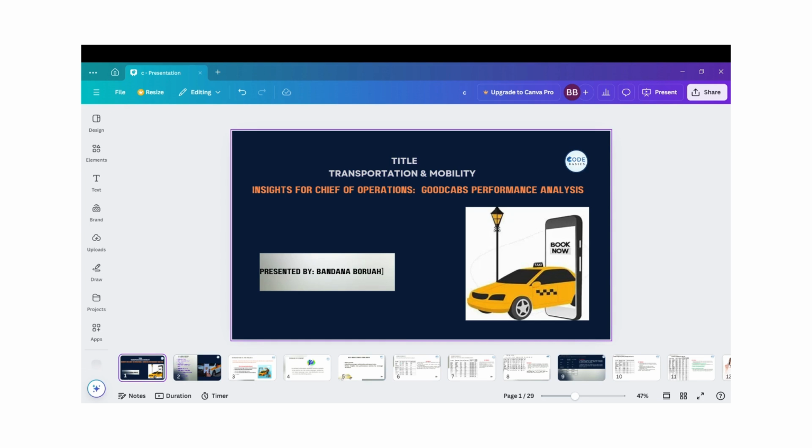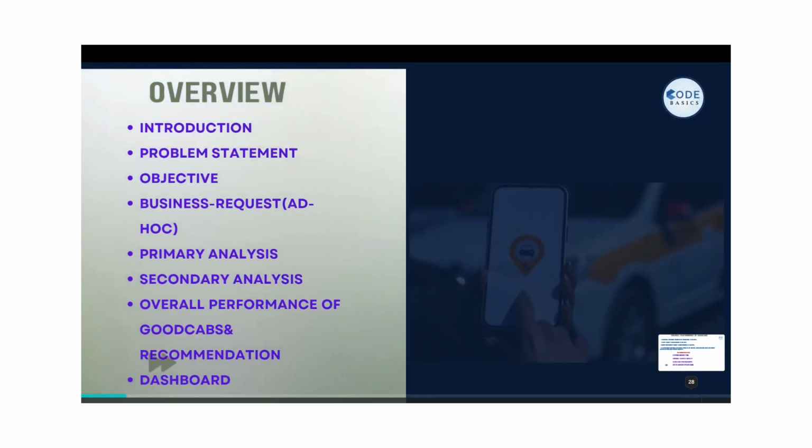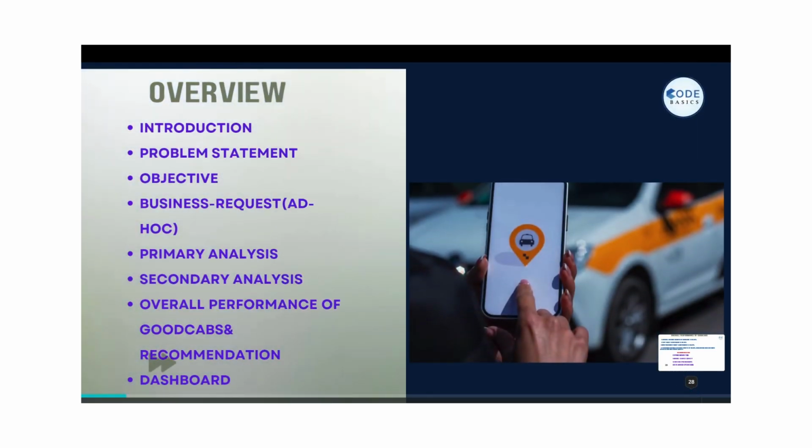Now let's proceed with the project overview, including the introduction and other key aspects of these initiatives. So the overview of the project: introduction, problem statement, objectives, business request, primary analysis, secondary analysis, overall performance of Good Cabs and recommendation, and the last one is the dashboard.